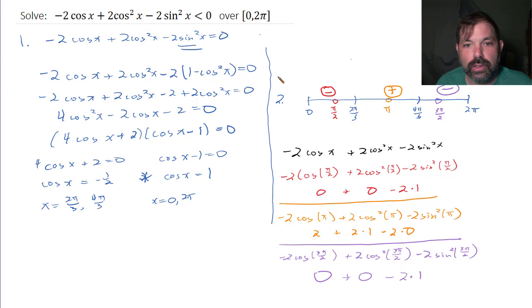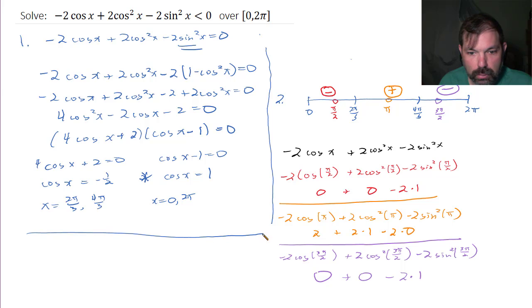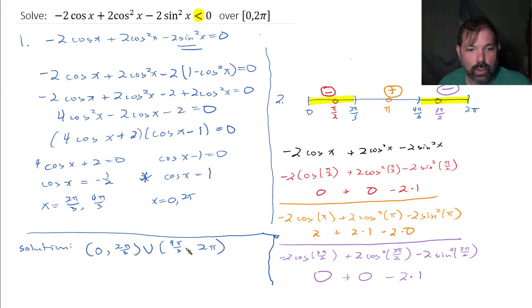So, writing the solution. Sorry, I'm a little bit out of place on this one. My solution then, I want it to be less than 0, and so we go to the negatives on our subintervals. So there's the negatives. So then my solution is 0 to 2 pi over 3, union 4 pi over 3 to 2 pi. Those are the intervals where the output is less than 0.